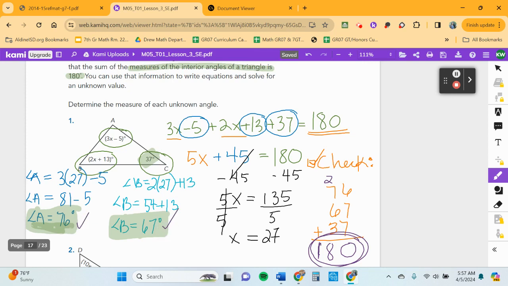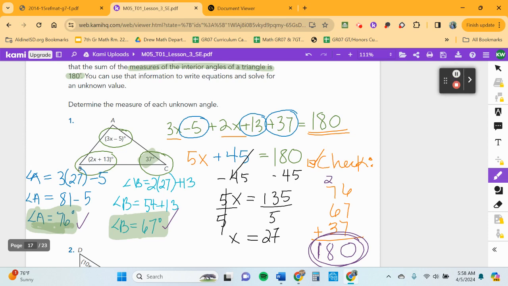Alrighty, if you don't have this down, go ahead and get this down because you need this as an example to help you for 2, 3, and 4. Remember, all I did was add all of my interior angles, 3x minus 5 plus 2x plus 13 plus 37, and that gave me 180 because I know all of those angles equal 180 according to the triangle sum theorem. Then I solved for x and plugged those x's back into the expressions. And then the last thing I did was check my work because I wanted to make sure that the angles I got were actually equal to 180 degrees.